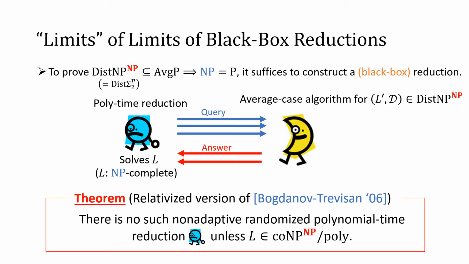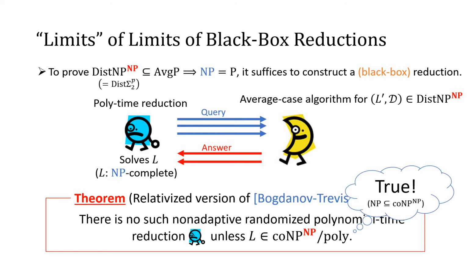Now, we can exclude such a reduction by just generalizing Bogdanov and Trevisan under some condition. We can show that there is no non-adaptive randomized polynomial time reduction unless L is contained in co-NP to the NP/poly. But the problem is that this condition is always true because NP is contained in co-NP to the NP. Therefore, if L is an NP complete problem, we can't deduce any interesting consequence from this theorem.